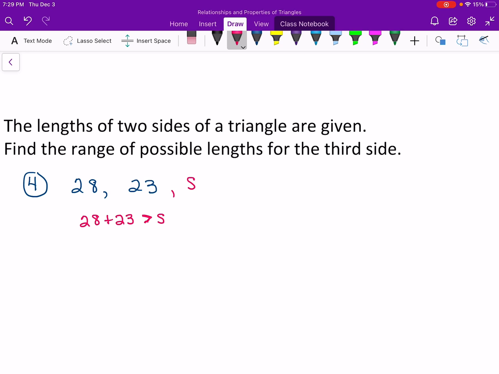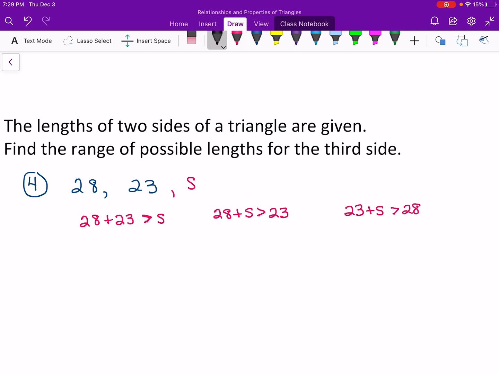We also know that 28 plus whatever that S would be has to be greater than 23. And the third combination for this to make a triangle, the 23 plus that third side, the S, has to be greater than 28. Those three statements have to be true.